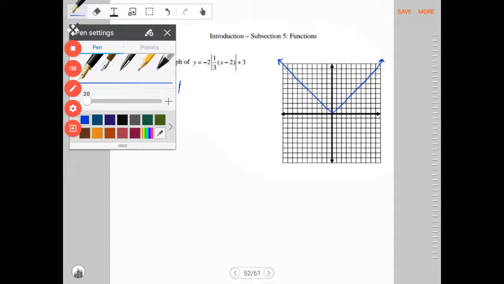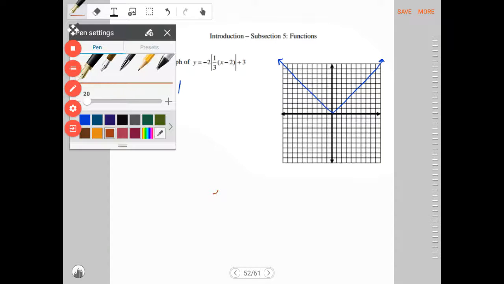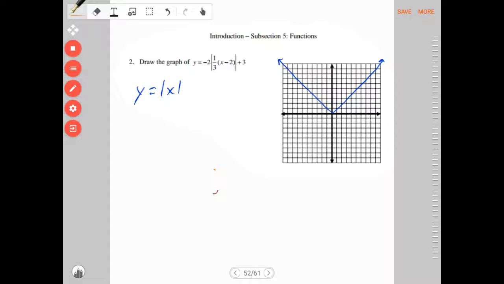So let's see, I'll turn colors here. Let's draw on a red now. Now, hopefully that will show up, maybe not. Something bright, orange, awesome, that'll work. Okay, so again, same kind of thing. So we're going to do the stretches first.